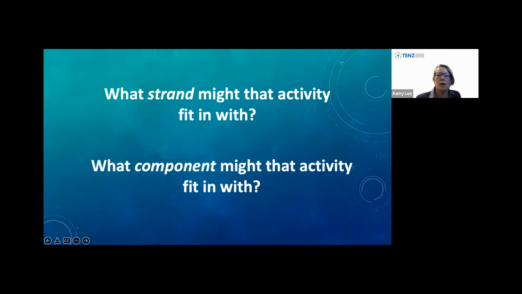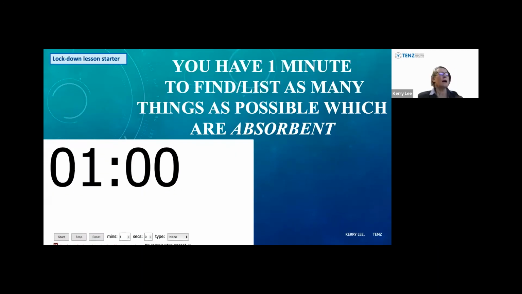Okay, so we've got another activity. This again could be something you could use in a lockdown with students who may not have a lot of resources, because technology is really impossible. Well, not impossible. It's very problematic when you can't work alongside the students, when you haven't got the resources, and they don't have the resources. How can you help them learn? So this is a quick activity. You've got 1 minute to think of or list with children, it might be, go and find as many things as you can think of that are absorbent. So go now, start now.